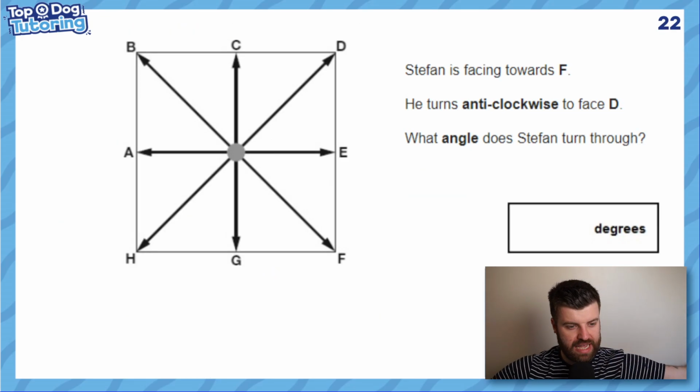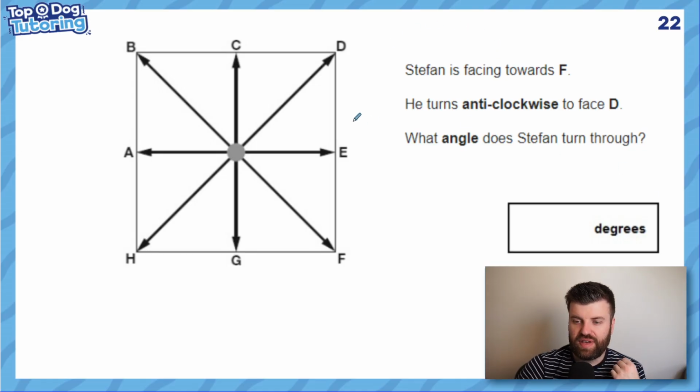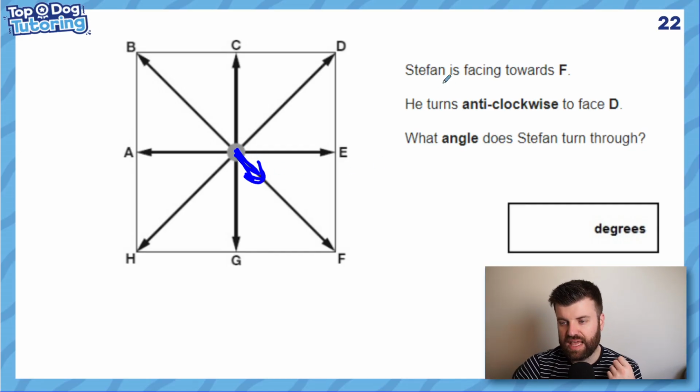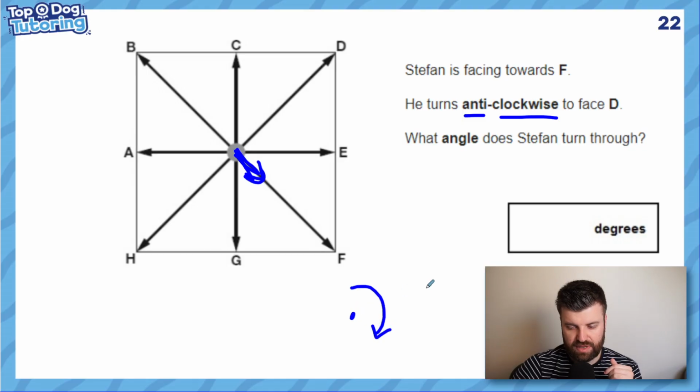So here's a question then about angles, because we've spoken about angles. I've left this to the end because I'm going to have you have a go in a second. Stefan is facing towards F. So Stefan is facing this way towards F. Really bad line, you know what I mean. He turns anti-clockwise. Think about the way that a clock goes, like this. That's clockwise around the middle. So anti-clockwise around the middle is that way, going the opposite way that a clock does. So he turns anti-clockwise to face D. So he goes around that way to face D.